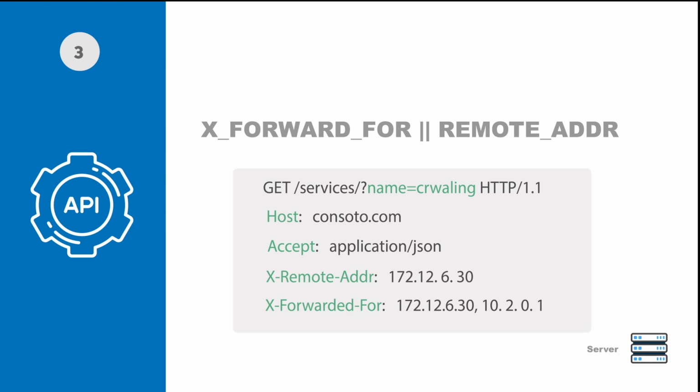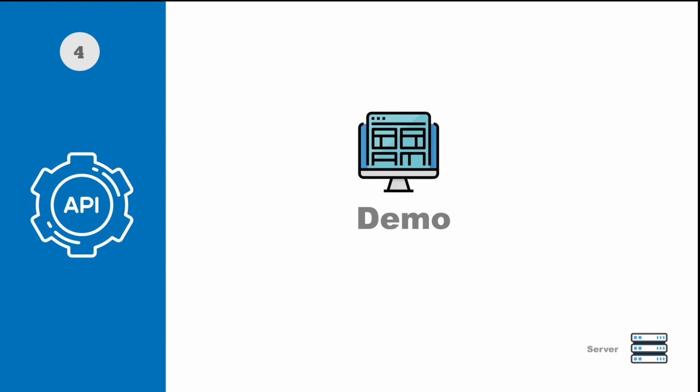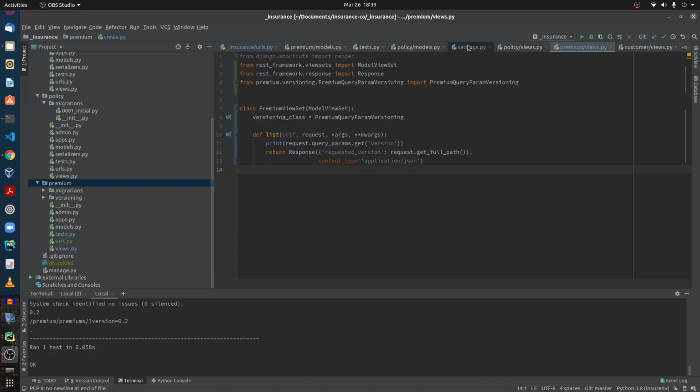We will look at that in practice and see how Django REST framework throttles an endpoint using the remote address or the X-Forwarded address. Let's go to the demo and see how you can simply throttle a request or limit the rate, the number of requests that can be applied on any URL in Django REST framework.